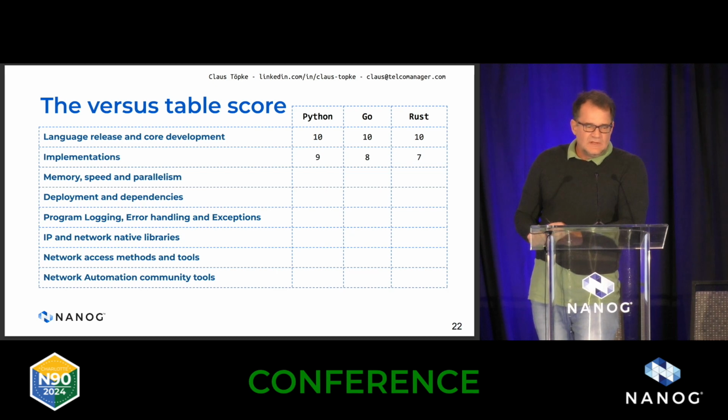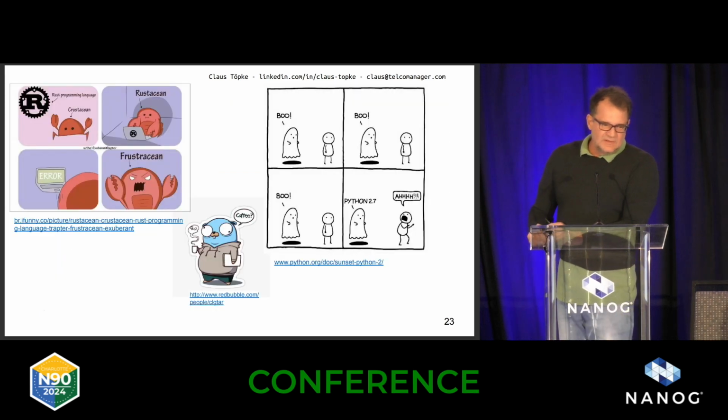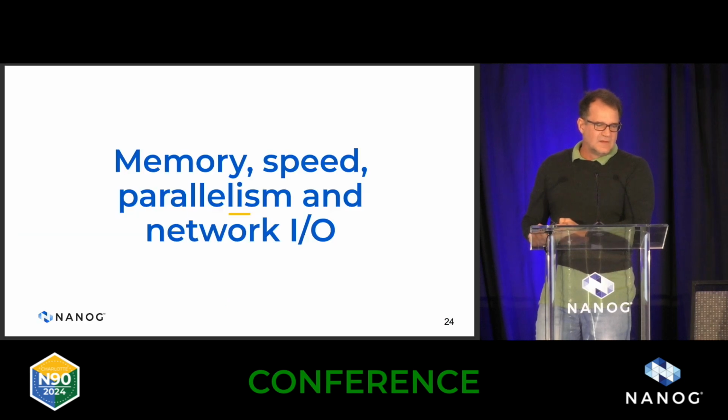Let's go to the subject that everybody loves when you're talking about Go against Python, which is memory and speed. Those are the funny things that I found on the internet. And the funniest one is this ghost talking about Python 2.7 and they run away. It was a horrible migration for whoever worked on it at that time.